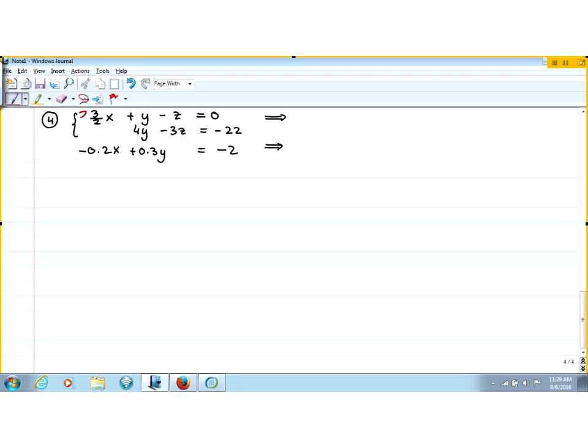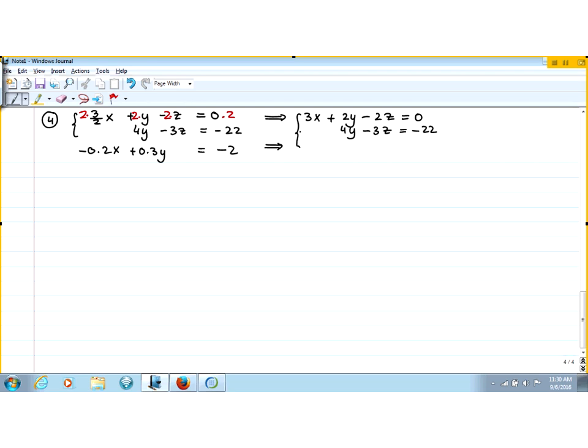Okay, so how do I clear the fraction? By 2? Yes. So multiply everything by 2. So what do we have here? 3x plus 2y minus 2z is equal to 0. So 4y minus 3z is equal to negative 22. So this one I just copy.